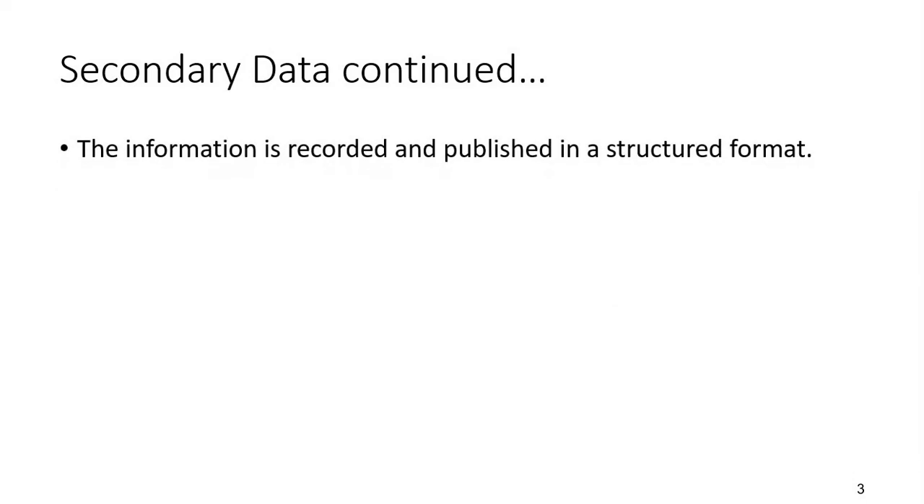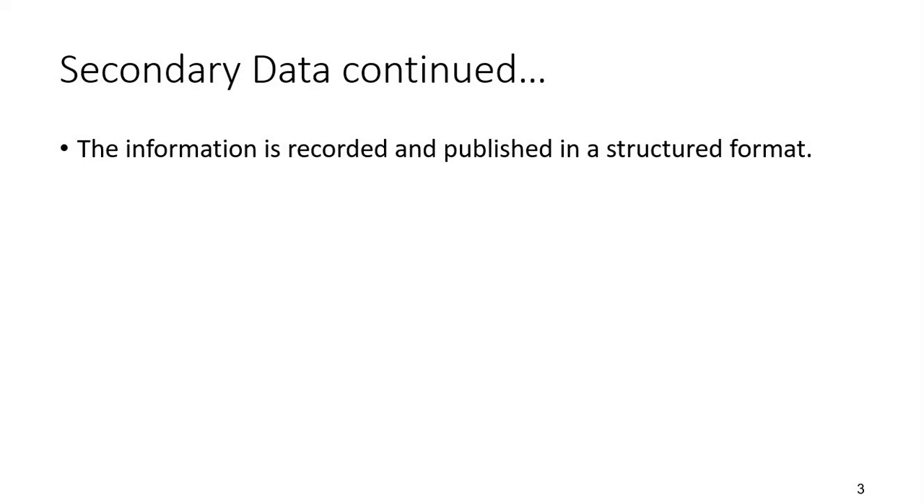Now we have more about secondary data. The information is recorded and published in a structured format. All information that is published is in a structured format. Structured format means in the form of tables. There are two ways of representing data: one is through tables, one is through graphs. These are all structured formats of representing data.